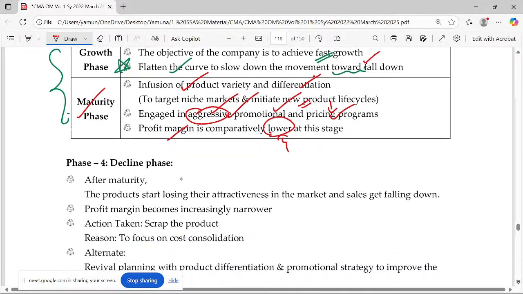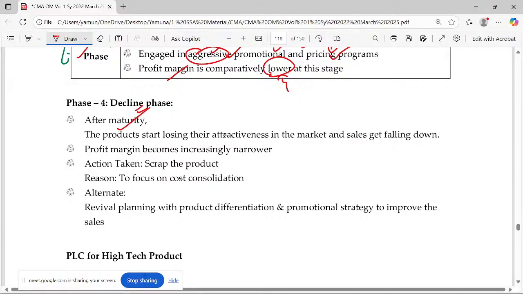Okay. Fourth one, the decline phase. After maturity, the products lose their attractiveness. Obviously, sales fall and the profit margin increasingly becomes narrower. Scrap the product or focus on cost consolidation. Somehow or the other, you have to protect your company. That's about the business. Okay. Or you can go for revival planning, either product differentiation or a promotion strategy.